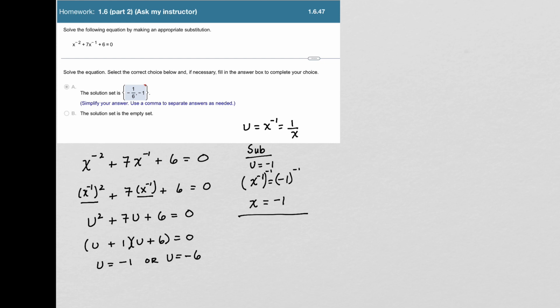And now I'm going to plug in u equals negative 6. And so x to the negative 1 equals negative 6. And I do the same thing again here. Raise both sides to the negative 1. And I have x equals negative 1 over 6. So my solution set is negative 1 and negative 1 over 6. And you can check that, but it's going to work, and that is our final answer.